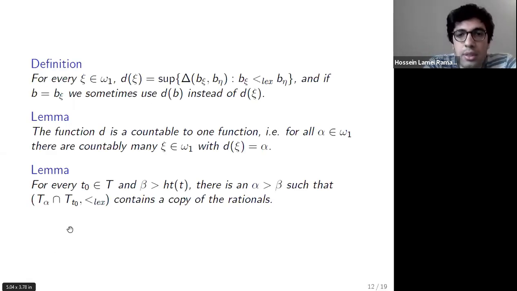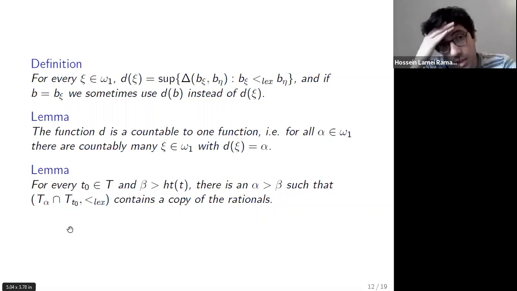The function d is countable to 1. And this is the main reason that if we substitute aleph 1 by aleph 2, we are going to collapse aleph 2, because this d is countable to 1. And of course, this is going to collapse aleph 2. And it's very easy to see that this d is countable to 1.